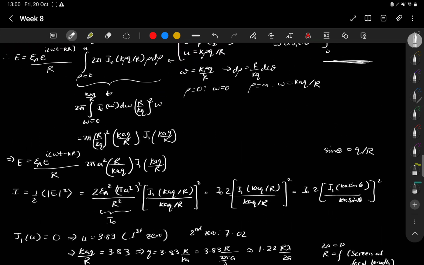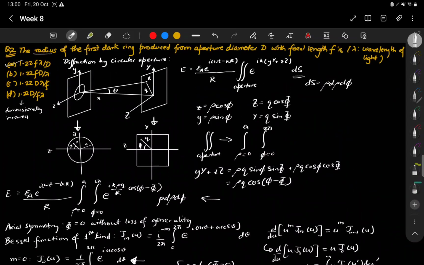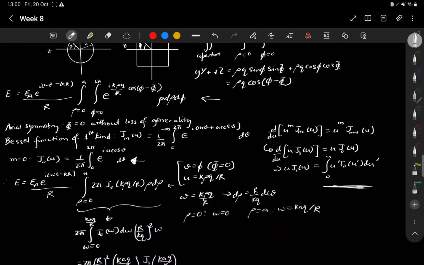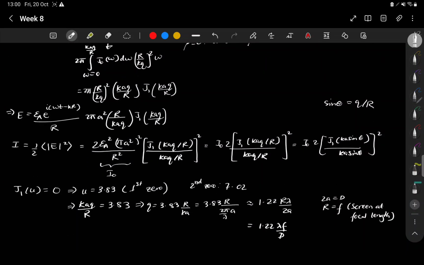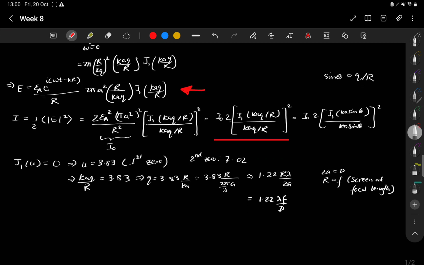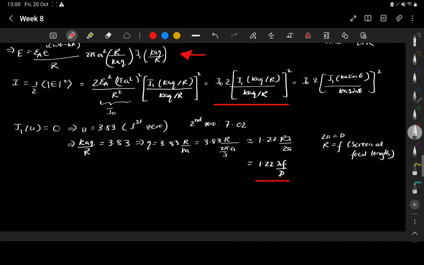So this was the entire maths for Fraunhofer diffraction by a circular aperture. And let me highlight the final result. This is my expression for the final electric field on the screen, and this is my expression for final intensity. And you see that the first dark ring occurs at this location, 1.22 lambda F by D.